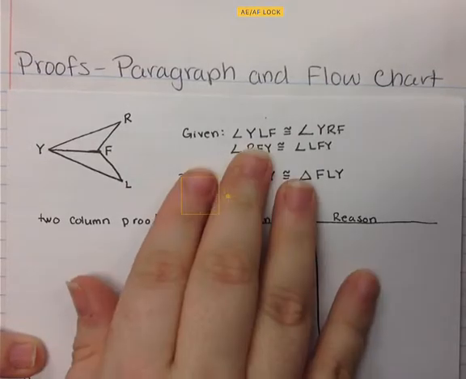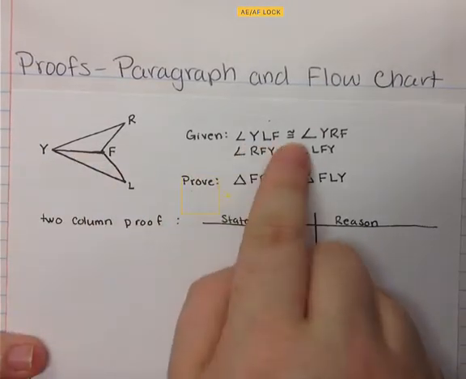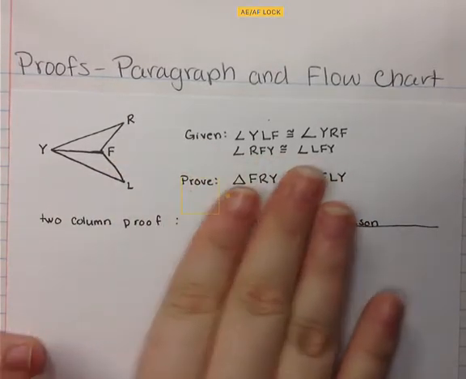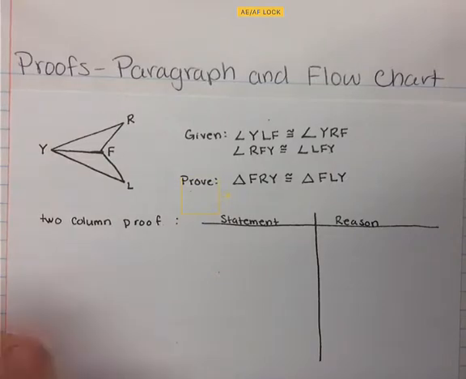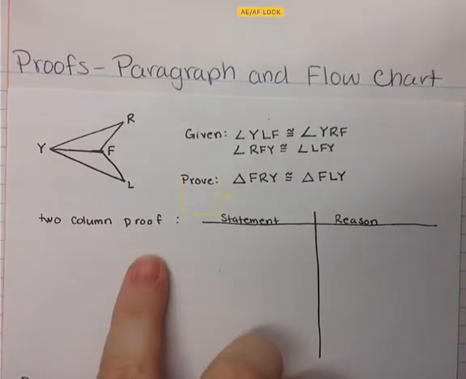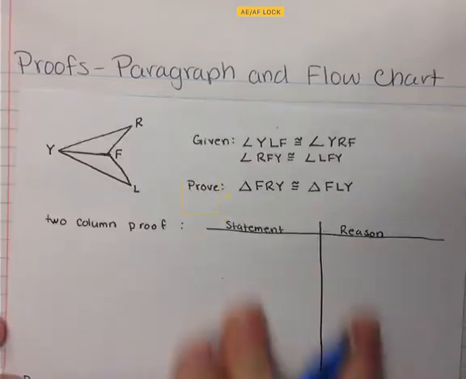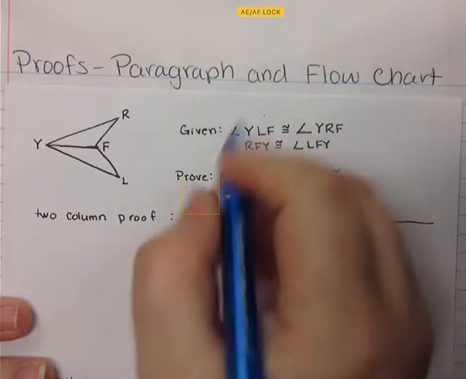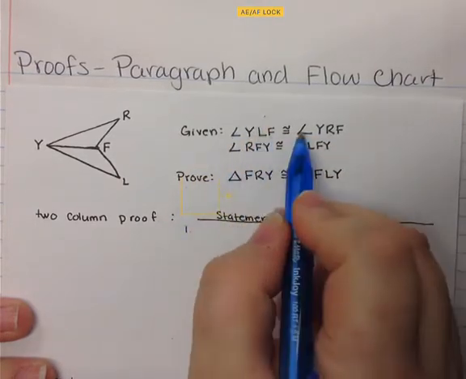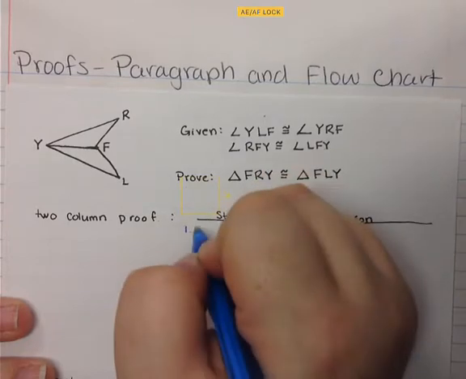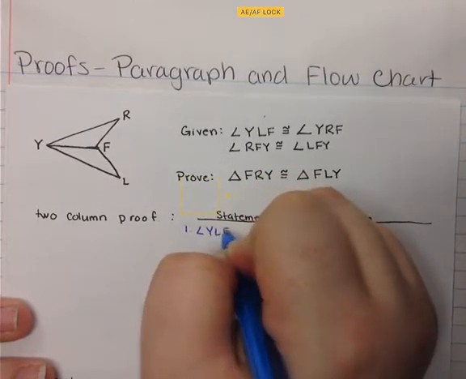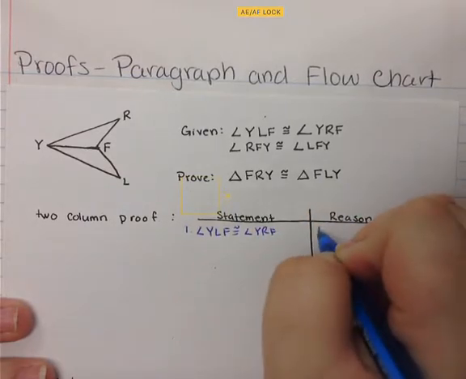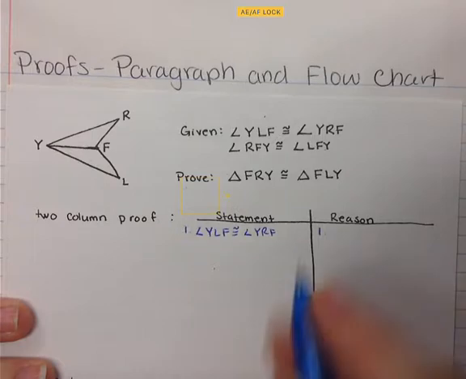So on our two-column proof, this first proof is telling us our givens, and it asks us to prove triangles are congruent. Now this is just normal. We always prove triangles congruent, no matter what. So as always, in a two-column proof, we always write our givens. Now there are no numbers on here, so that means we don't know how many statements there are, so we have to determine that. So our first statement, as always, will be our givens. So angle YLF is congruent to angle YRF, and our first reason, make sure you number them, is because it's given.